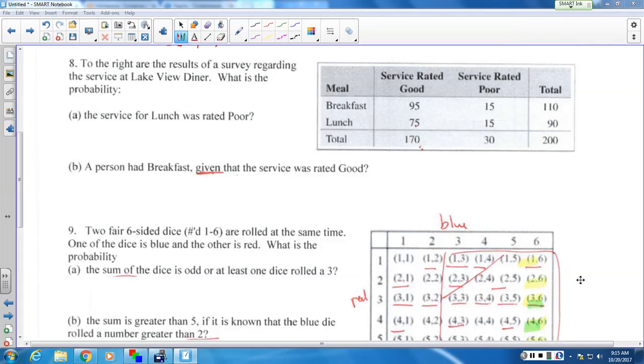Okay, number 8, it says, to the right of the results of a survey regarding the service at Lakeview Diner, what is the probability, so that tells me I'm dividing by something, the service for lunch was rated 4. So the service for lunch, that's right here, was rated 4. So that happens 15 times out of 200. We put that in our calculator. It'll either reduce it or we get this decimal right there.